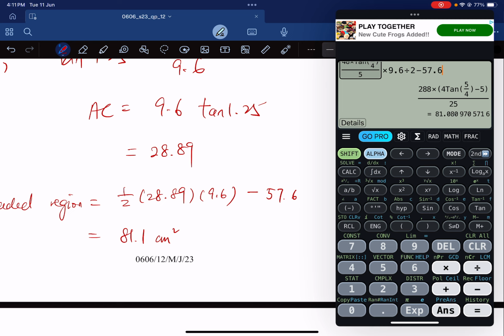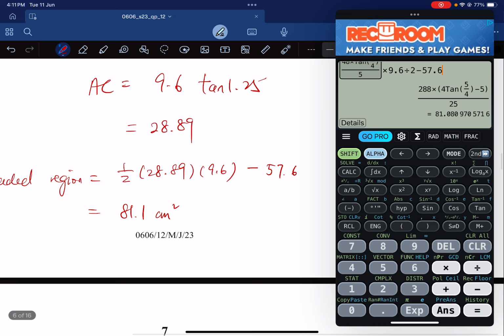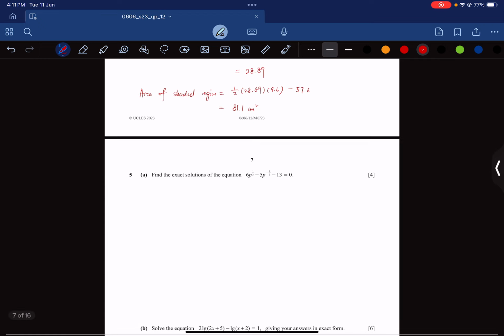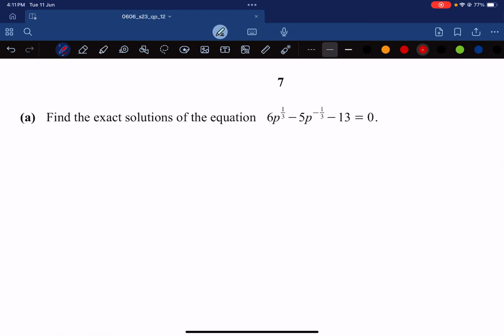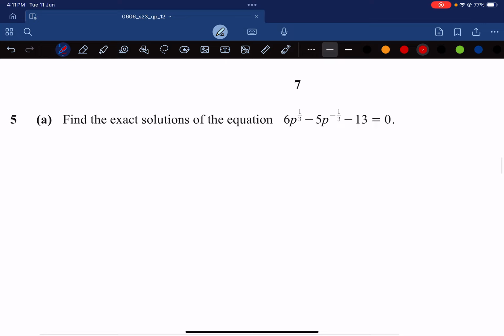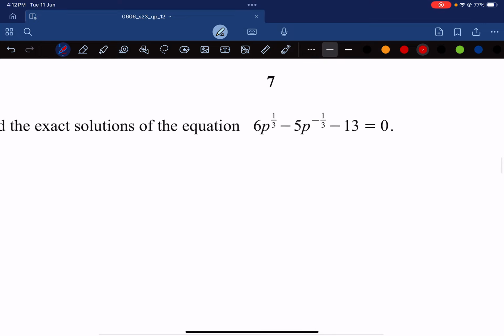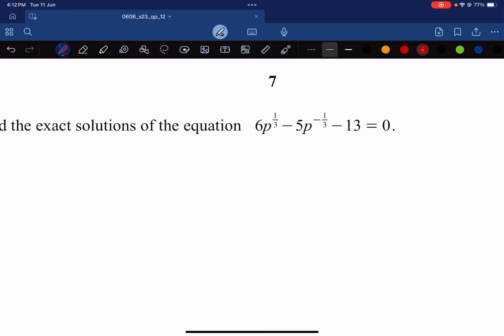Okay, I guess that's all for these questions. Find the exact solutions of these equations. Now, these kind of questions, probably most of the time we need to observe, right? Observe. The most common this kind of question is something like this, right? They will directly give you something like this, okay?